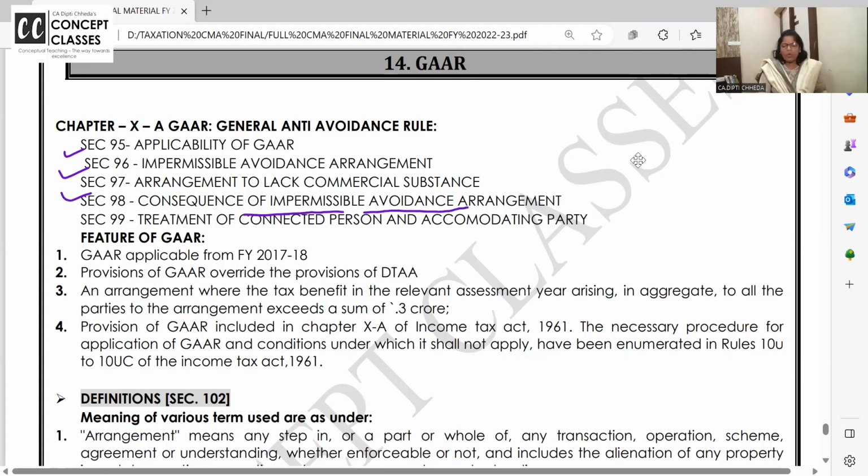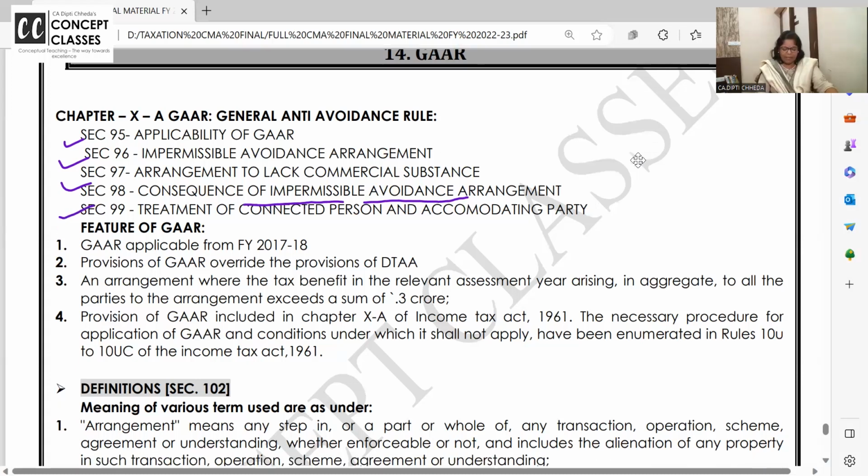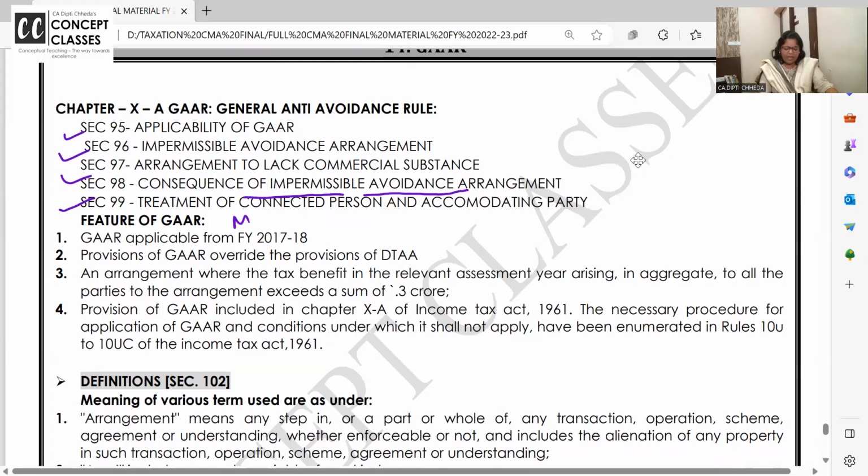Consequences of impermissible arrangements. Okay, some arrangement we come to know कि yeah, it is fitted into GAAR, but अब करना क्या है उसका? What should be the line of action? And treatment of connected person and accommodating party. What consequence they will have to bear. Okay. Features of GAAR are important for MCQs. Just read them, please.